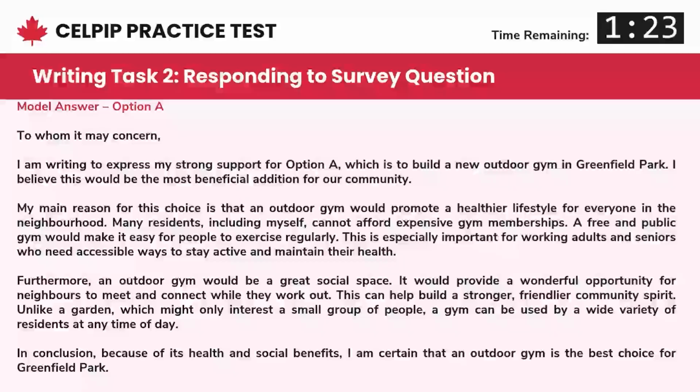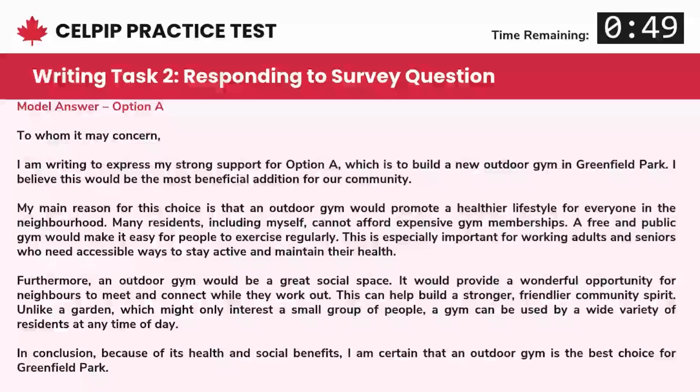Let's look at why this is a strong response for the CELPIP survey question. If you need more time to review the text, you can pause the video at any point. First, the writer clearly states their choice in the opening sentence, supporting option A. The response then provides two distinct reasons. The first reason focuses on health, explaining that a free gym helps people stay active. The second reason is about social benefits, suggesting it would allow neighbors to meet and connect. This shows the ability to develop clear arguments.